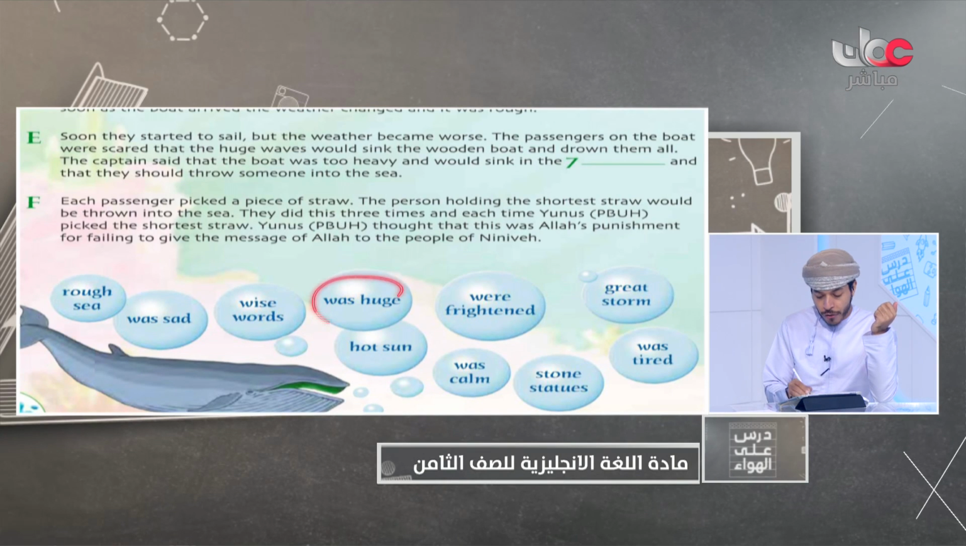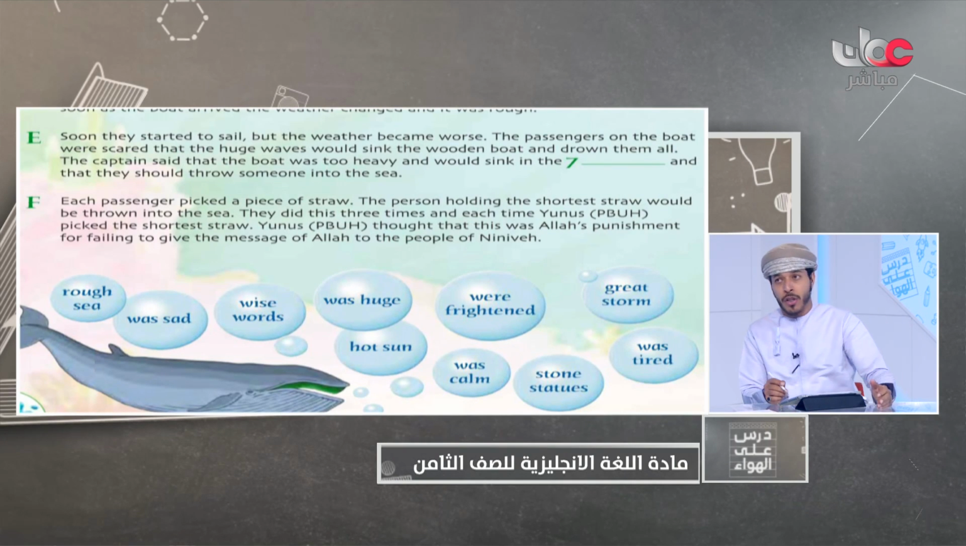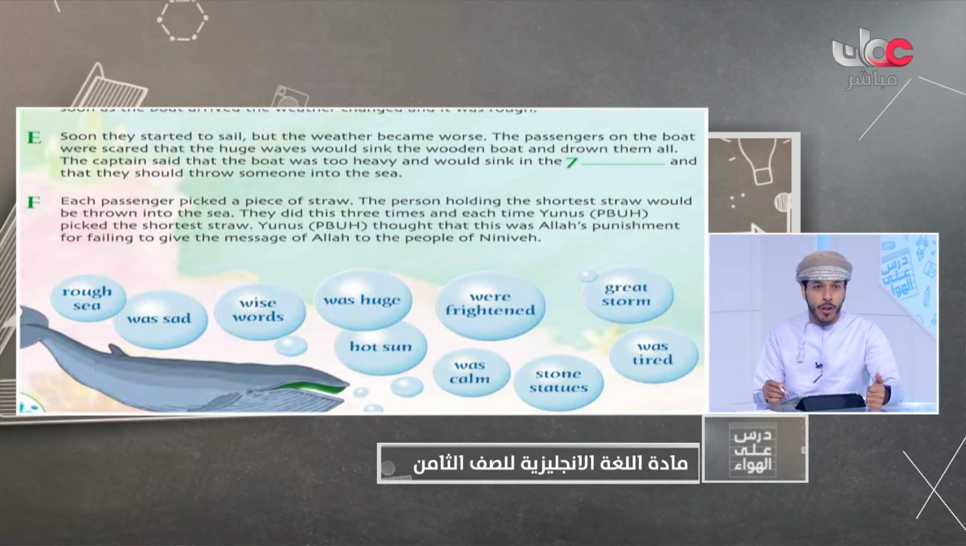Attributive. Was huge. Predictive. Hot sun. Attributive. Were frightened. What do you think? Yes, were frightened. Predictive. Was calm. Predictive. Stone statues, اللي هي التماثيل الصخرية. Okay, this is an attributive adjective. And we have a great storm, also attributive adjective. And the last one, was tired. He was tired. It is predictive adjective.